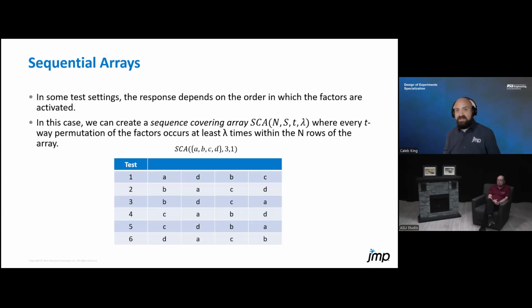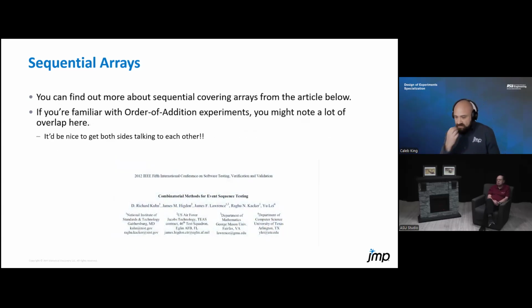Now the reason I find this one particularly interesting, some of you may be aware of this, but there's been a new field of research recently in the past 10 years or so called order of addition experiments. And it's the same idea where you have experiments where the order in which you put the factors matters. And that's interesting because that kind of came about independently of these sequential covering arrays. And I think the sequential covering arrays may have been around a little bit longer than order of addition experiments.